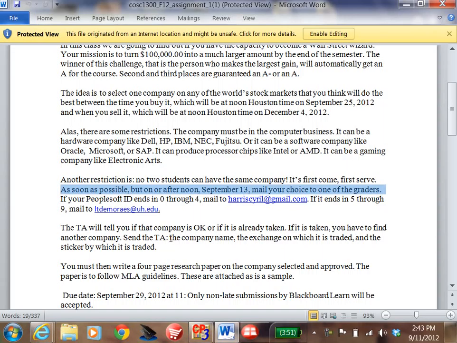Send the TA, listen to this, send the TA the company name, the exchange on which it is traded, and the ticker by which it is traded. Now, if you say, I want Apple, that doesn't count. You don't get Apple. You've got to send the company name, the exchange on which the company is traded, and the ticker. Okay? Those three things. If you don't have those three things, that's not going to be a valid email. Okay?